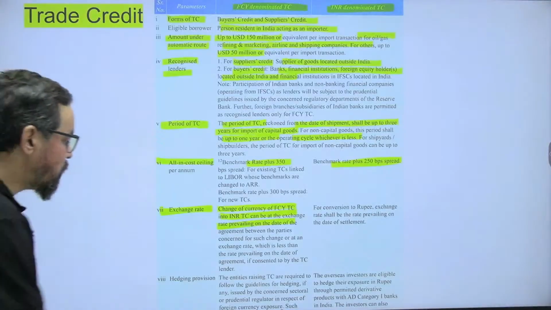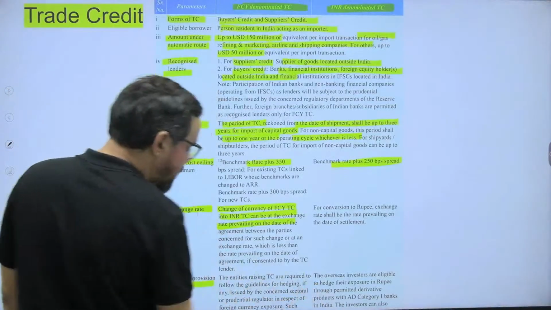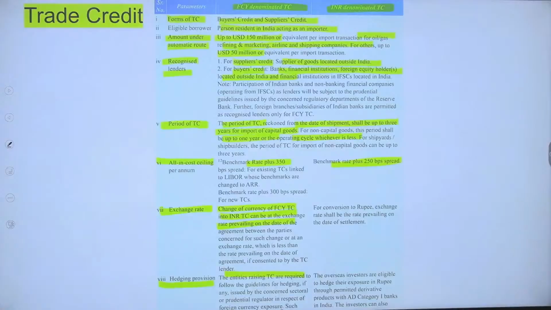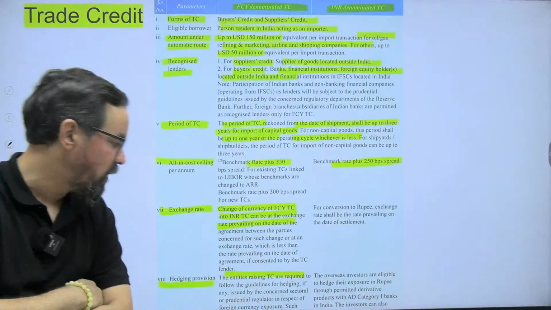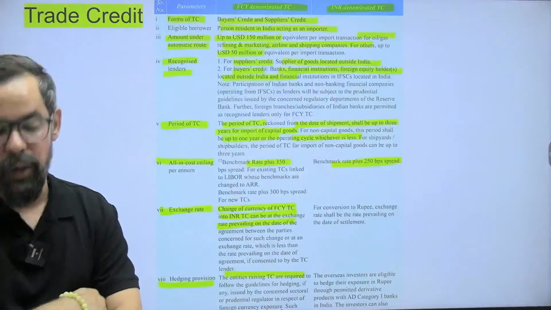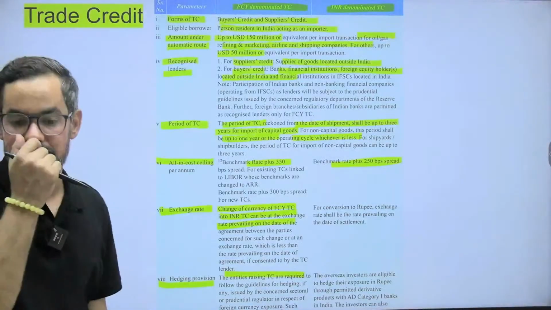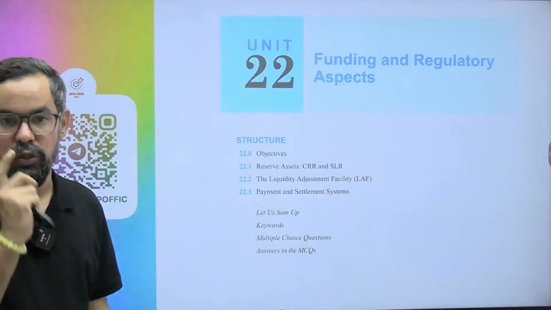Hedging provision: the entities raising trade credit are required to follow the guidelines for hedging, if any, issued by the concerned sectoral or prudential regulators in respect of foreign currency exposures. In case of INR denominated credit, the overseas investors are eligible to hedge their exposure in rupee through a permitted derivative product with authorized dealer category 1 banks in India only. So these are some areas. Again, this trade credit portion is also very important.